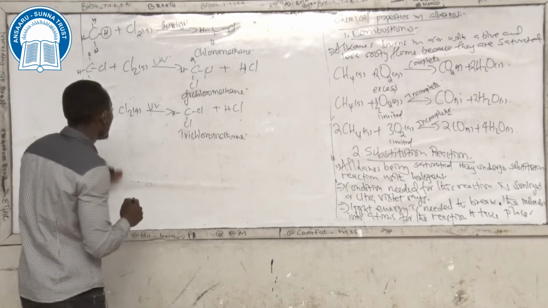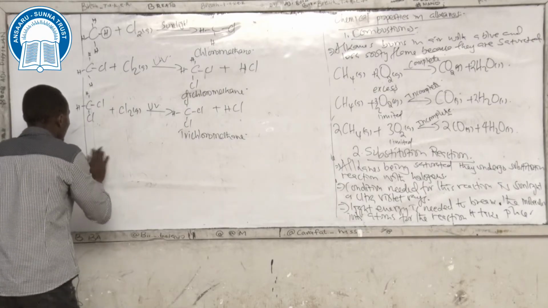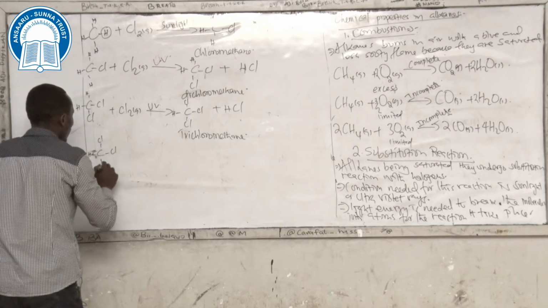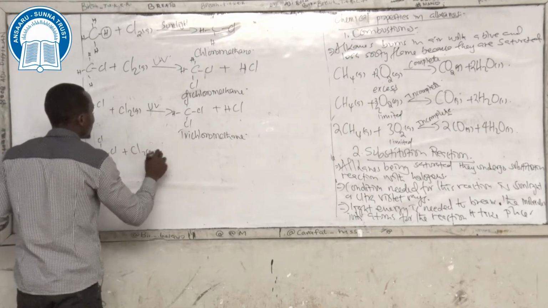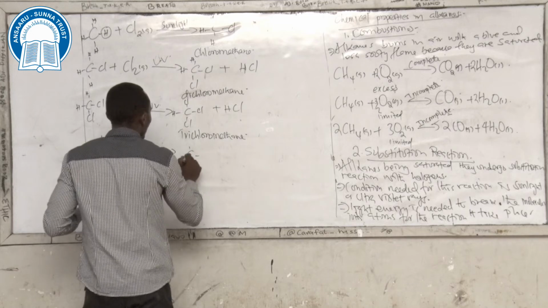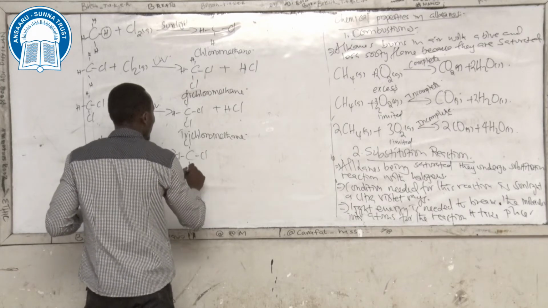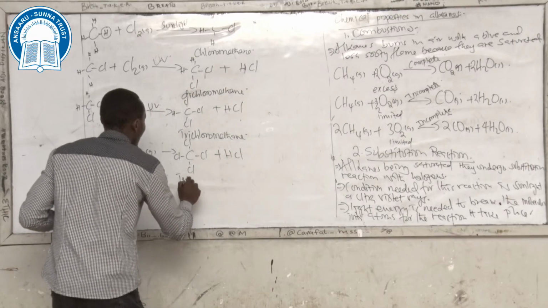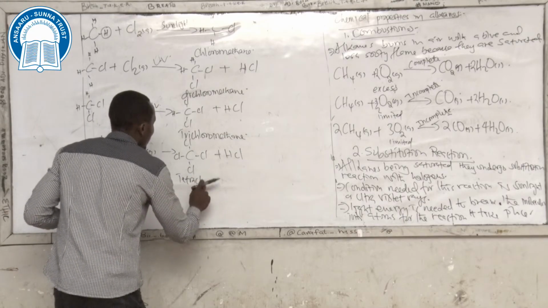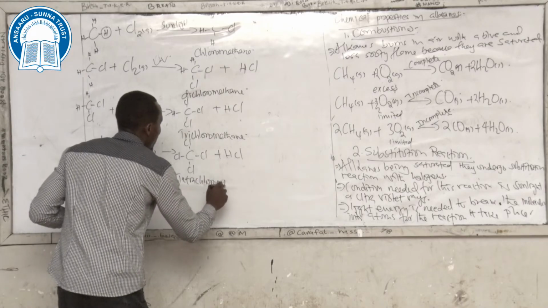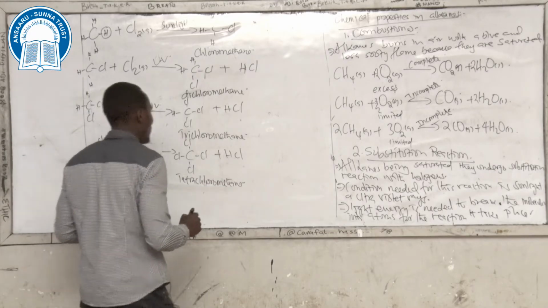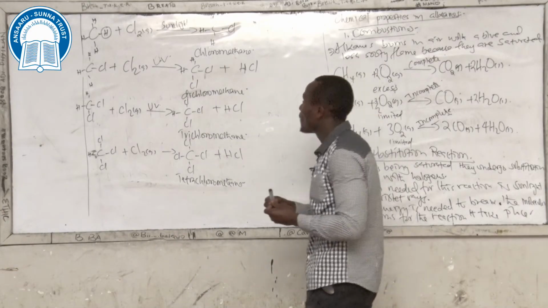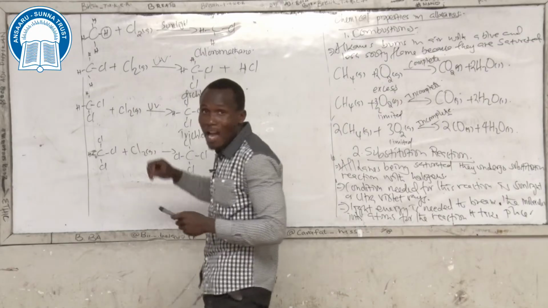Trichloromethane. And if we continue, we have C, hydrogen, chlorine, chlorine, chlorine, plus more chlorine gas, giving us C, chlorine, chlorine, chlorine, chlorine, plus the hydrogen chloride. This is now known as tetrachloromethane, plus the hydrogen chloride. You can see that all the hydrogen atoms have been substituted by chlorine atoms, now named tetrachloromethane.